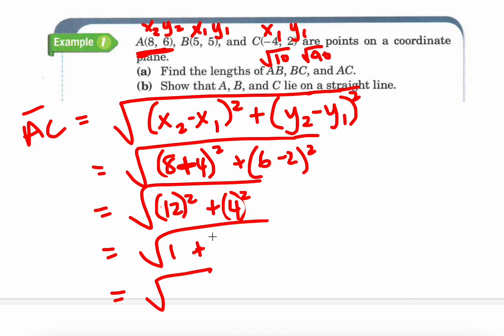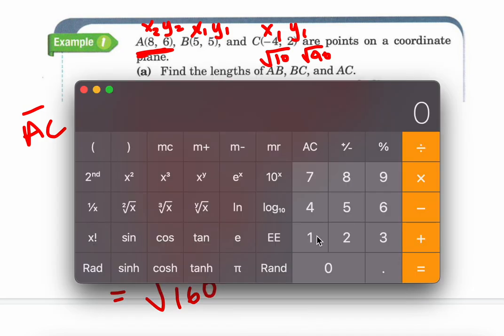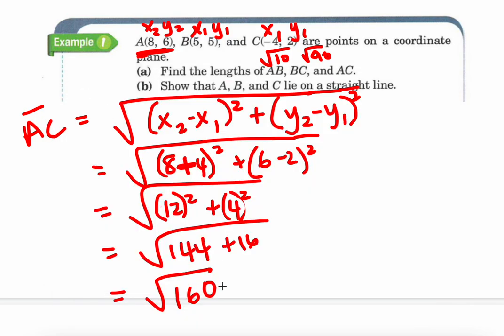Let me give me some more room here. 144 plus 16. All right, so that would be 160. Is that right? Let me double check. 144 plus 16. Yeah, 160. So square root of 160.